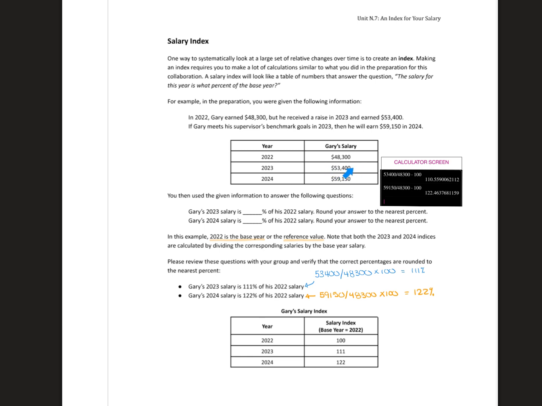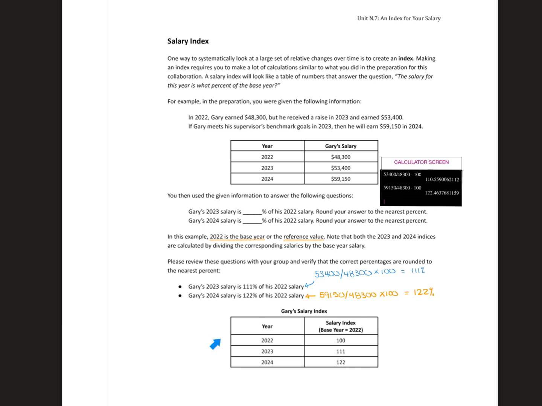$53,400. We're going to take that value and divide by his value in 2022, which is $48,300, and then to write it as a percent, we'll multiply by 100. The calculation is right here. For the next one, the 2024 salary as a percent of 2022, we take the $59,150, divide by the 2022 salary of $48,300, and multiply by 100. This is the calculator calculation. I also wrote down how you could record it and round it to the nearest percent. The 2023 salary is 111% of the 2022 salary, and the 2024 salary will be 122% of the 2022 salary.